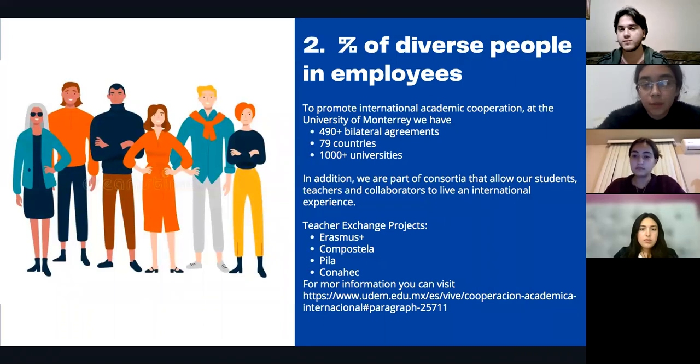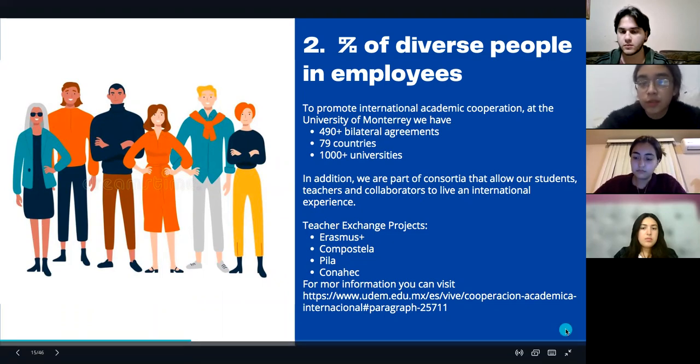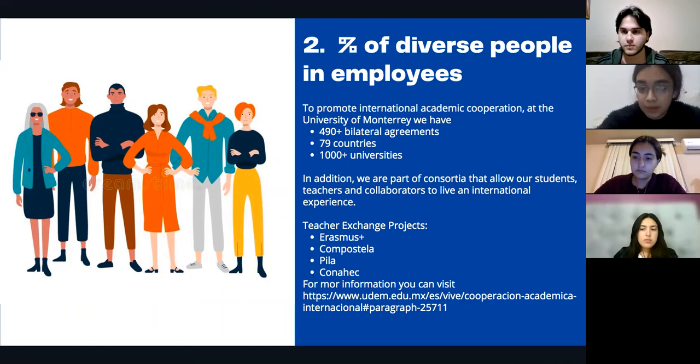Percentage of diverse people in employees. To promote international academic cooperation at the University of Monterrey, we have different programs like bilateral agreements. We have 79 countries and 1,000 universities. In addition, we are part of consortia that allow our students and teachers to live international experiences.